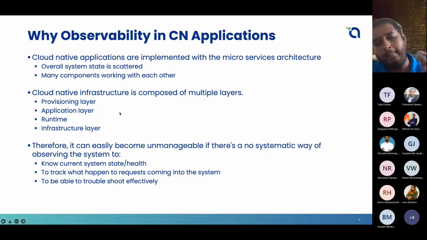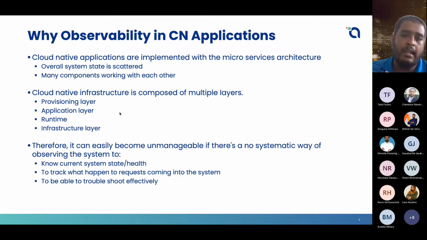So it's not just what the application does, right? In order for you to get a comprehensive view of the system, you need to be able to see through this infrastructure layer and the runtime, what happens at the application layer, and what is happening at the provisioning layer, right? So you get the idea, right? So there has to be a proper system which allows you to see through these layers as well, right? Because there are so many moving parts, things can go out of hand very easily if there is no well-defined systematic way of observing your system.